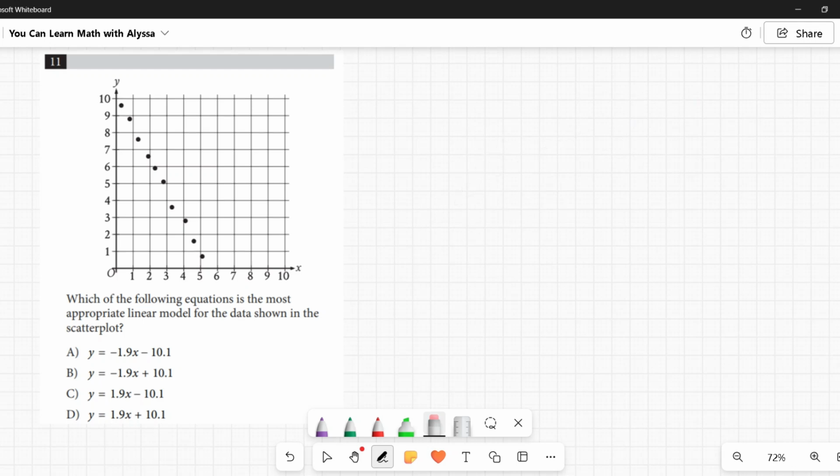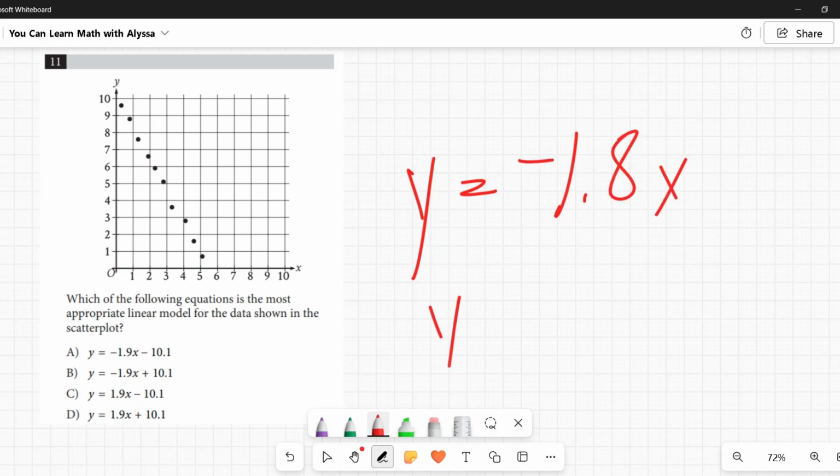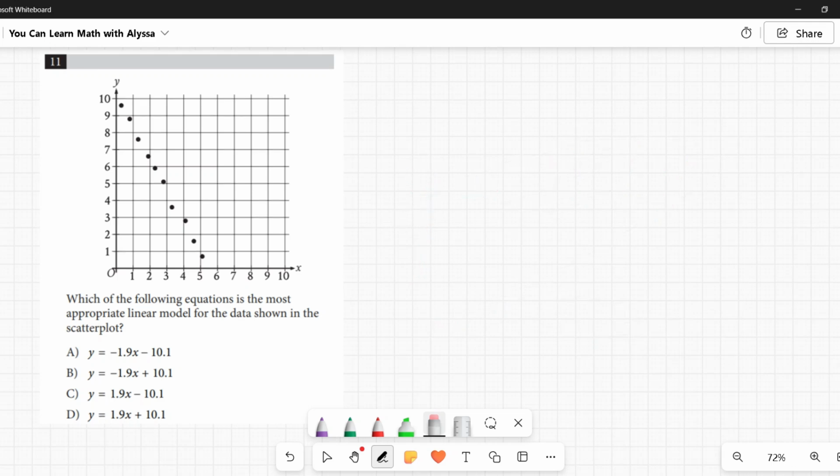What they do, and this is an easier version, so it's good for you, is give you a graph of dots and ask what would be the equation of a line that would go through that. And it's not going to be subtle. It's not going to be like one says y equals negative 1.8x and one says y equals negative 1.9x, and you have to determine which is the better line of best fit. Not even a little bit. It's going to be very broad strokes.